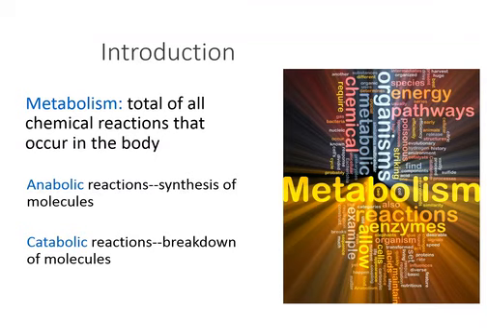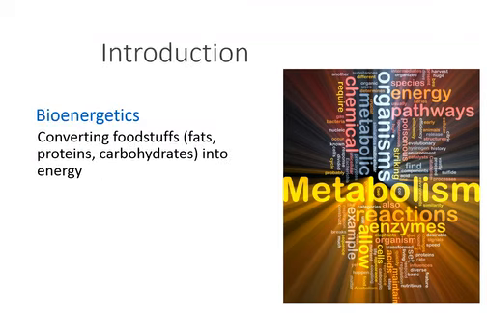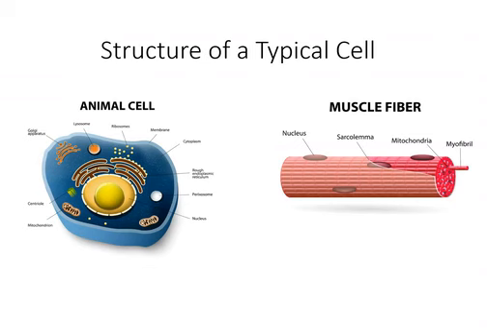What we'll focus on in this section really is the catabolic reactions, which are those reactions where we take larger molecules and break them down for energy. And these catabolic reactions will occur when we break down proteins, fats, and carbohydrate. As we break down these macronutrients, or sometimes we call it foodstuff, into energy, the term is called bioenergetics. I wanted to show you at the outset what a typical cell looks like.